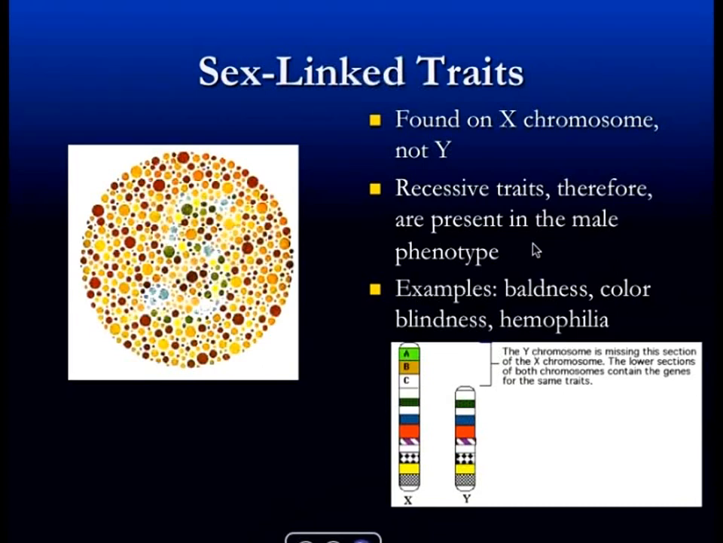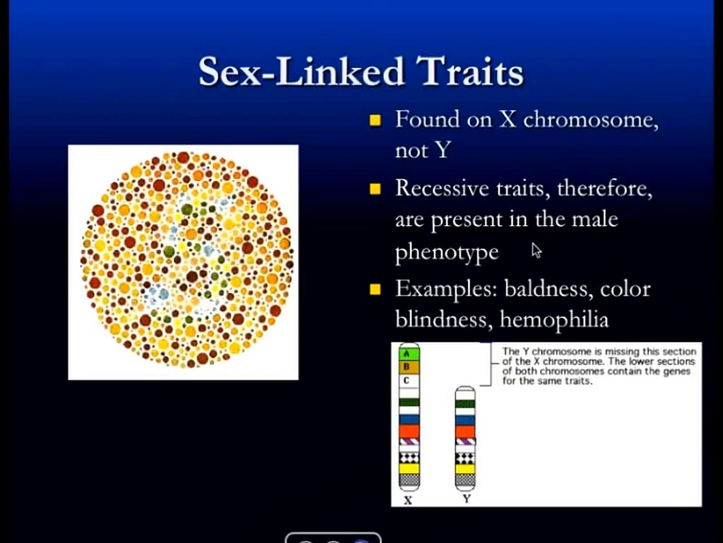Sex-linked traits are things that are found on the X chromosome, not the Y. This is easy to confuse because males will express a sex-linked trait because they only have one copy of the X, which means that even if it's a recessive trait, it gets expressed in the phenotype for males because there's no dominant to mask it. And that's why females tend to be carriers for things like baldness, color blindness, and hemophilia, whereas males have the trait, right? Hemophilia is an inability to produce a protein that causes blood clotting. So if you suffer from an internal injury, you can internally bleed to death.